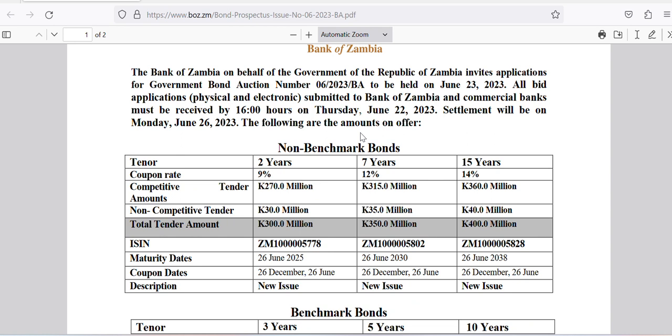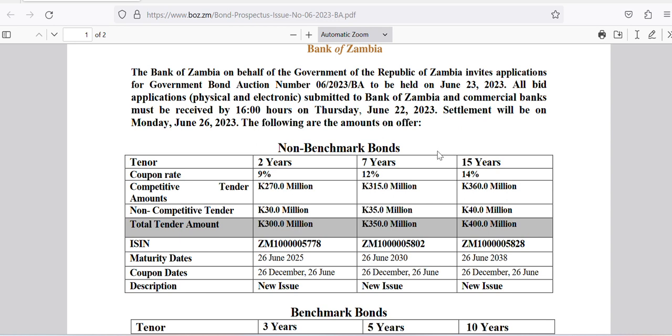Okay, so let's get back to the invitation. This is an example invitation. Some of you may have seen an invitation like this in the print media, in the Daily Mail, for example, and the other daily newspapers. There's a version of it that is published on the Bank of Zambia website, which is what I'm showing you on the screen. This particular one reads, the Bank of Zambia on behalf of the government of the Republic of Zambia invites applications for government bond auction, to be held on that date.